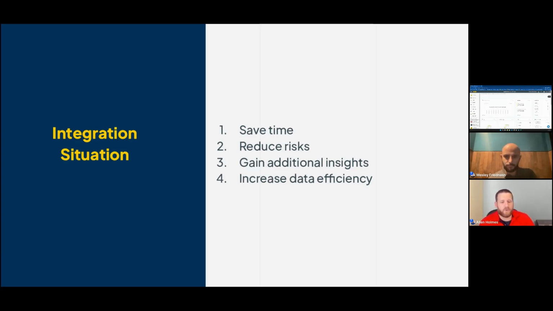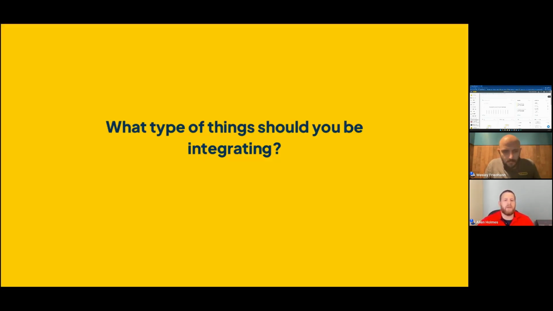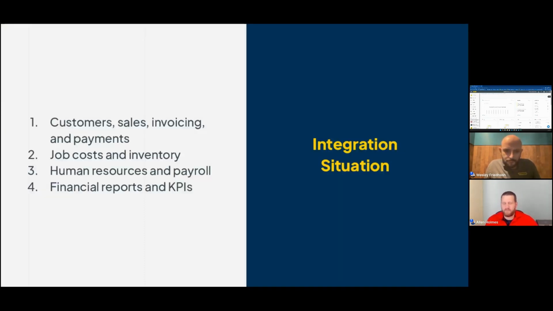And then the fourth one is increased data efficiency. Ironically, that's kind of redundant from the other ones because, quite frankly, putting the data in multiple times in multiple locations takes up a lot of time. It takes up a lot of space. And as we know, time is money. Space is money. This is all costing us money, so we want to keep that integrated. So that's a real quick overview of why and what types of things you should be integrating.